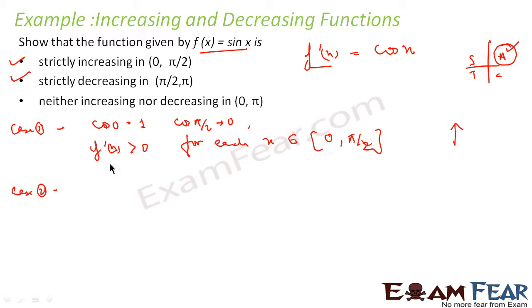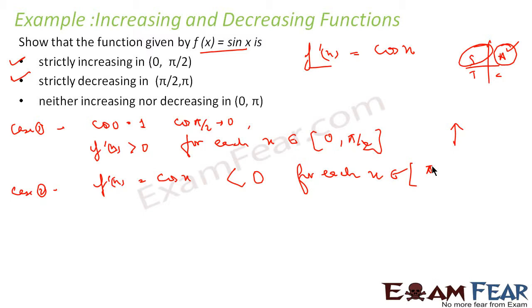Let's take the second case. Strictly decreasing on pi by 2 to pi. So pi by 2 to pi is this range. Here only sine is positive. Cos, tan, all negative. So here in this range cos is negative. So you take any value of f dash x, that is cos x, where x is from pi by 2 to pi. This is always less than 0 for each x where x is from pi by 2 to pi, correct?